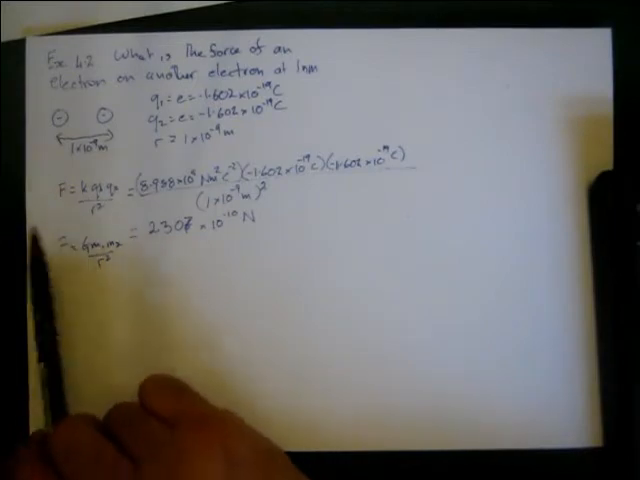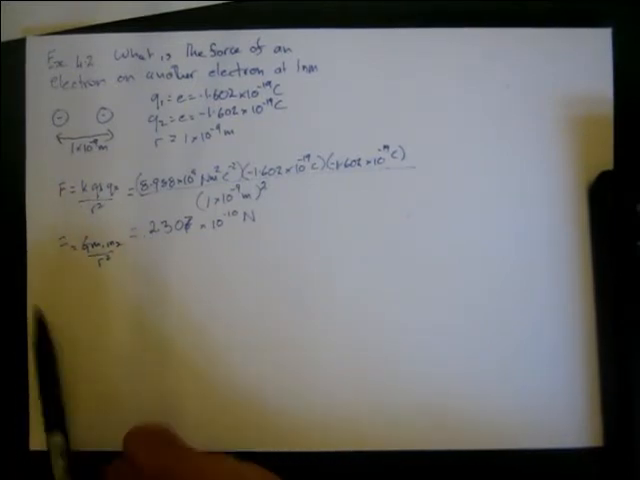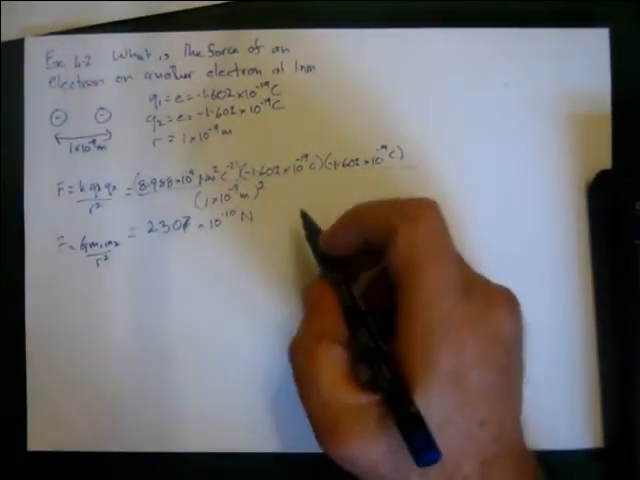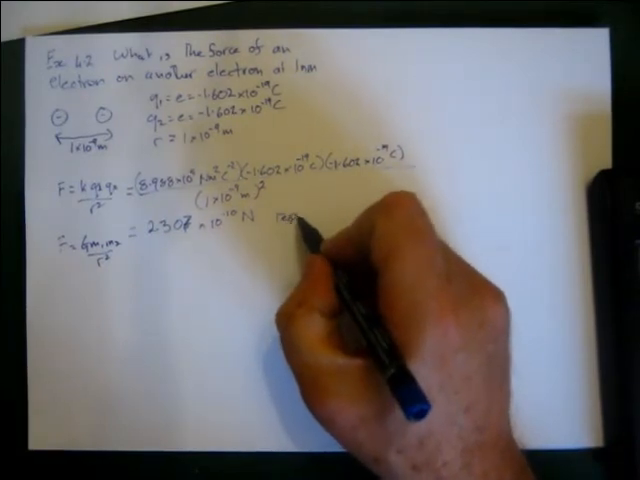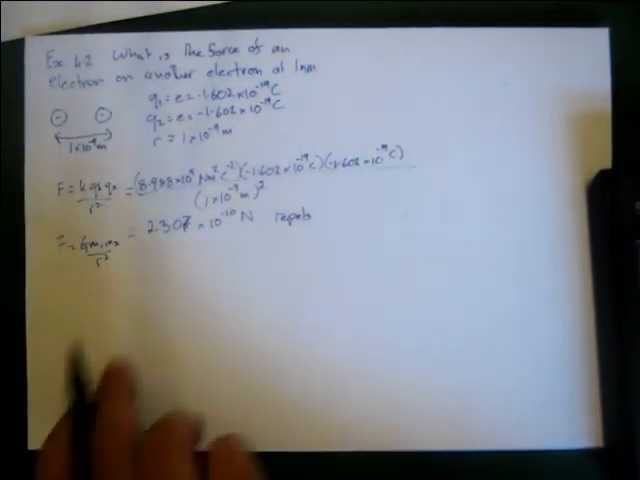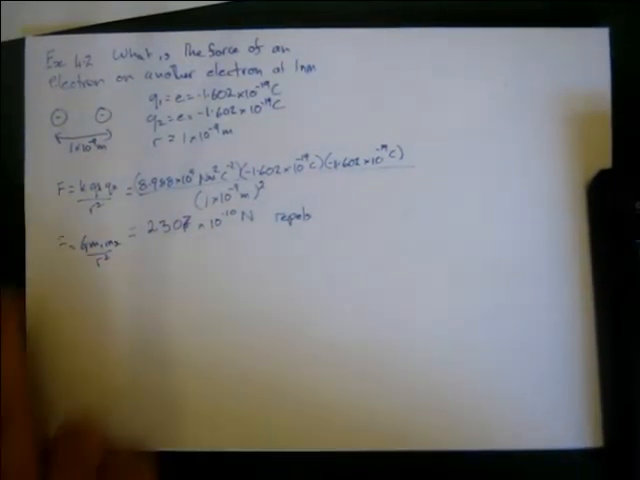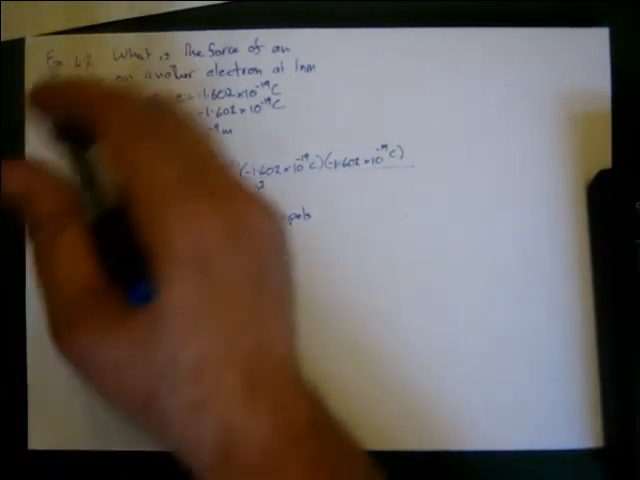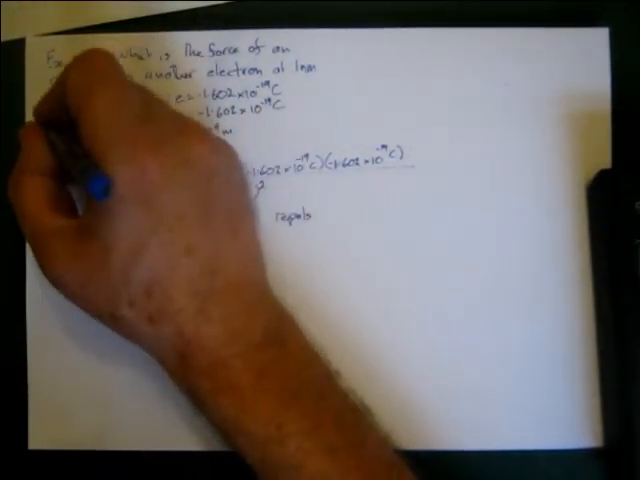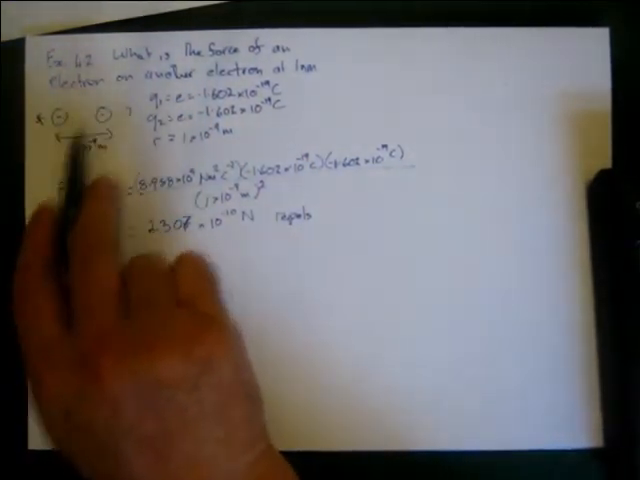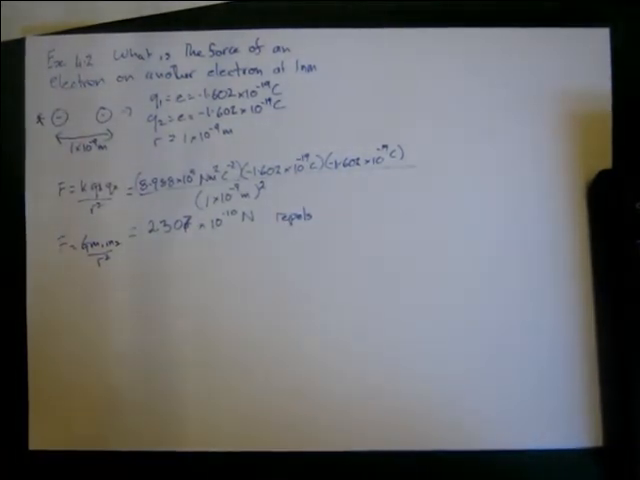This can be positive or negative. Notice I end up with a positive number here. That means it repels. If it was a negative number, this would attract. But you don't have to remember that. All you have to do is look at the picture and go, oh, those two are going to be trying to go away in opposite directions because like charges repel.